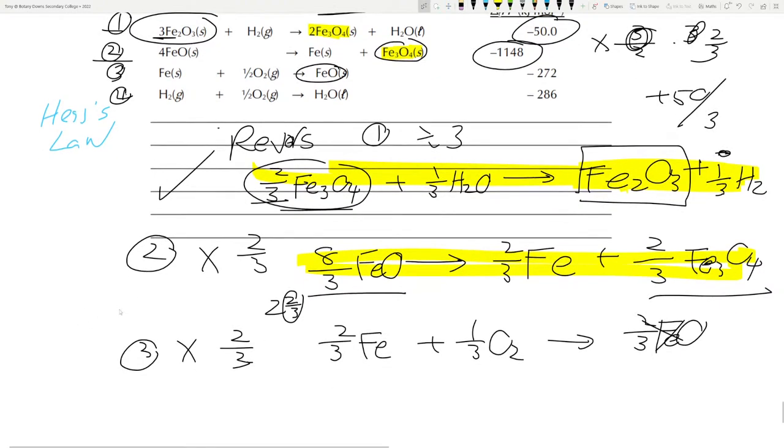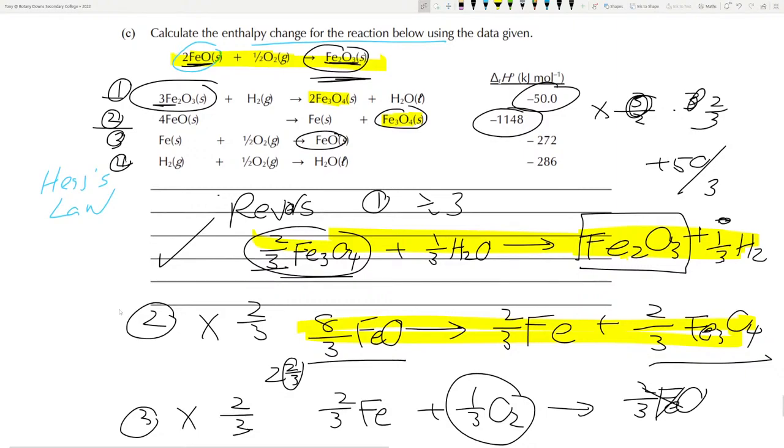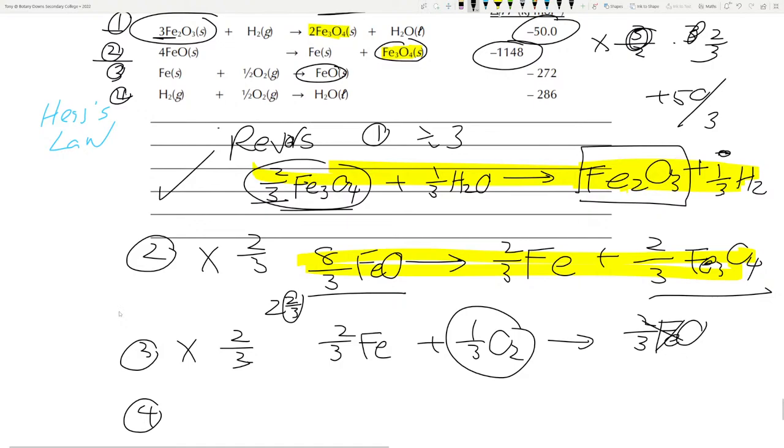All right, so now let's do the last step. Now I need to get rid of oxygen. Can you see I have a third of oxygen on the right-hand side? If you look at the final equation, I have half oxygen on the left-hand side. I have a third on the right-hand side.